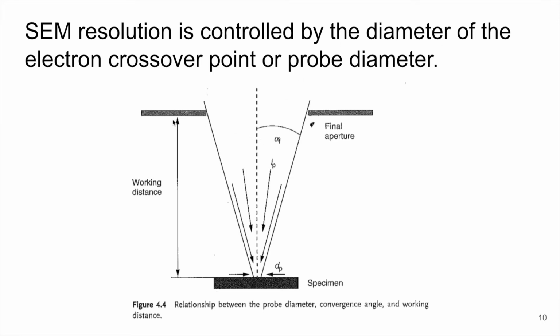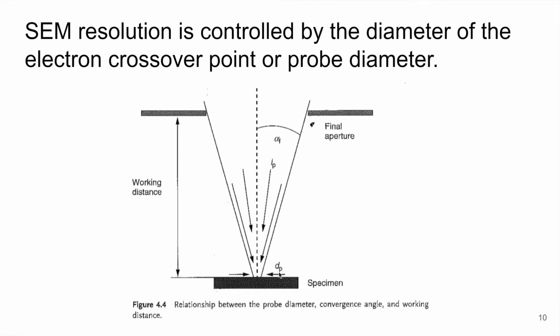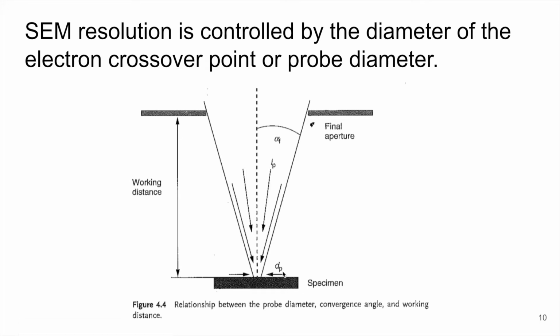All right, so past the lenses, we also have a final aperture. And so if you can envision the electrons converging past this aperture, they're going to converge onto the specimen surface. And so this is the diameter of the probe, and that's listed as little d with subscript p. So that's the probe diameter, or the diameter of the crossover point.